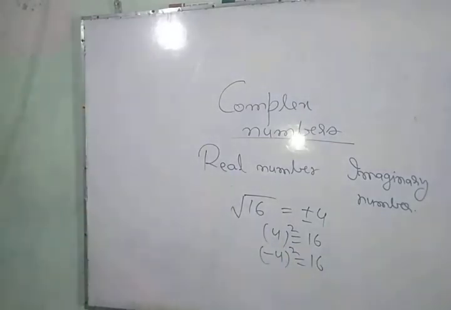So square root of 16 means the number whose square is 16. Once again I am repeating, listen. The square root of 16 means the real number whose square is 16. So there are two such real numbers, plus 4 and minus 4, because the square of both the numbers is 16. So there are two real values of root 16, plus 4 and minus 4.